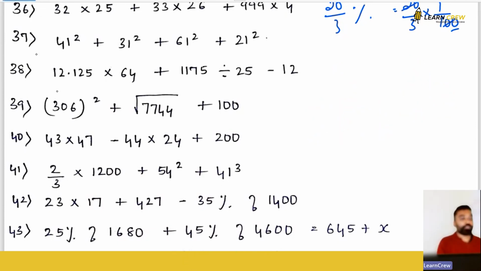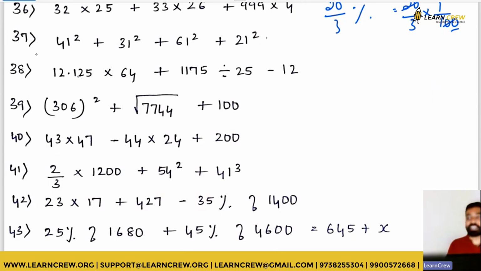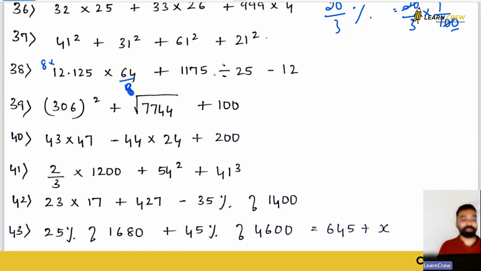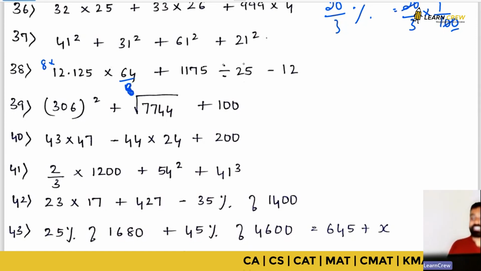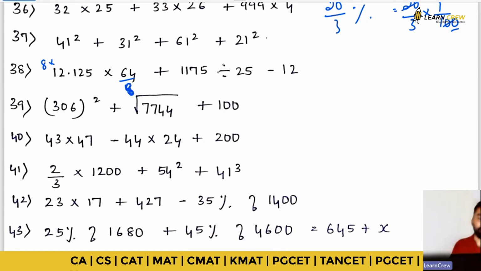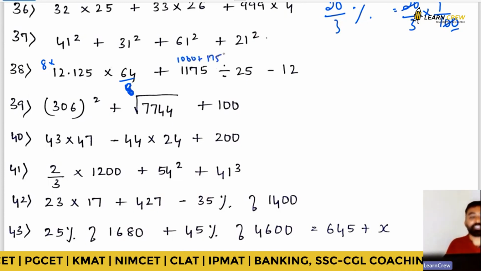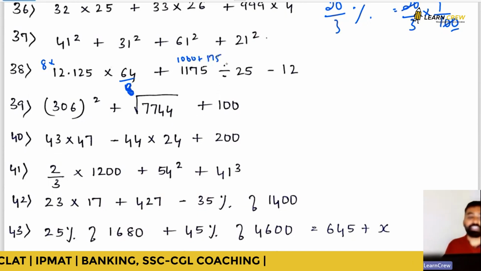Next, 12.125. What's the method? What's the multiplying factor here? 8. Who said 4? After doing so many problems, divide by 8, multiply by 8. 1175 divided by 25 is the answer for this. So 1175 can be written as 1000 plus 175. So 1000 divided by 25, 175 divided by 25.